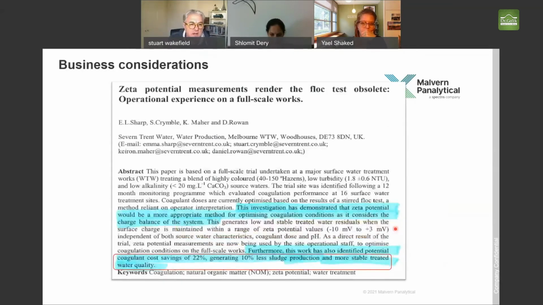There are a lot of things. If you go onto the internet, there's a lot of papers. Again, here's another example, this is from Severn Trent Water. This is a whole paper about using the Zeta Potential, and it talks about how they've demonstrated it's a more appropriate method for optimizing coagulation. They've also identified chemical savings of 22% and generating 10% less sludge, which again has its own costs associated with it. So it's not just one plant, there are other plants as well.